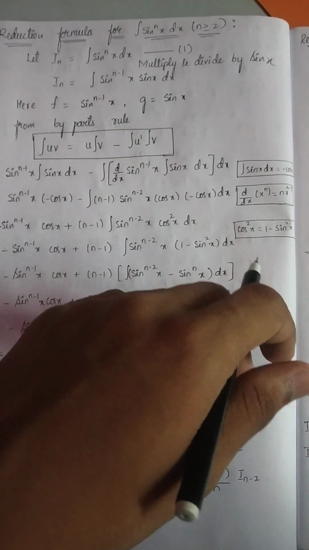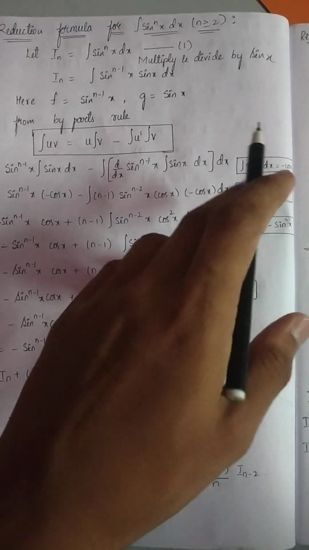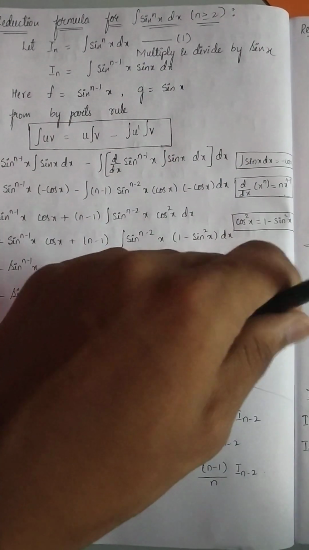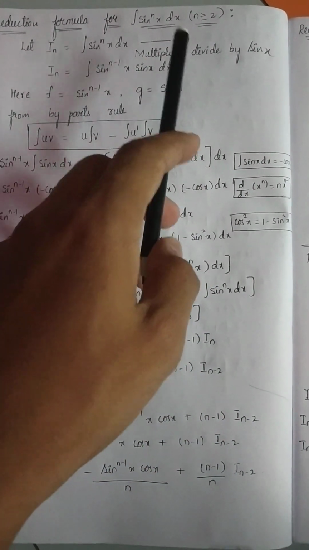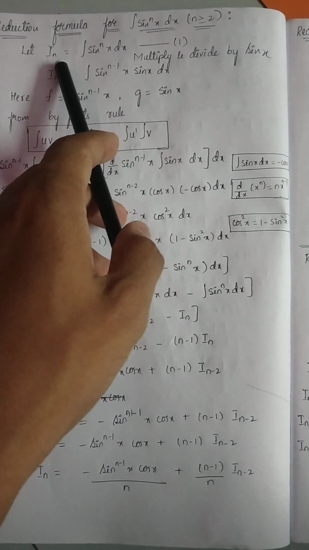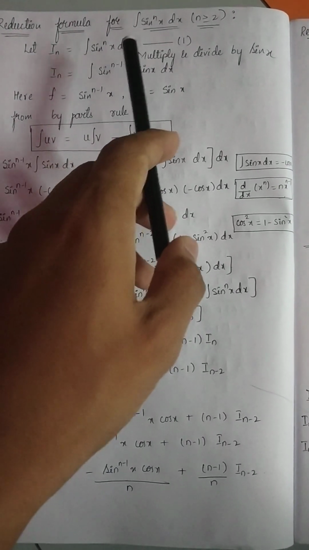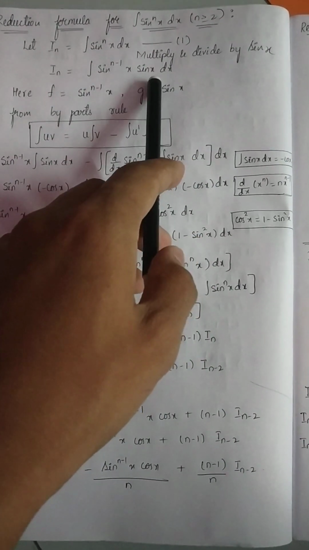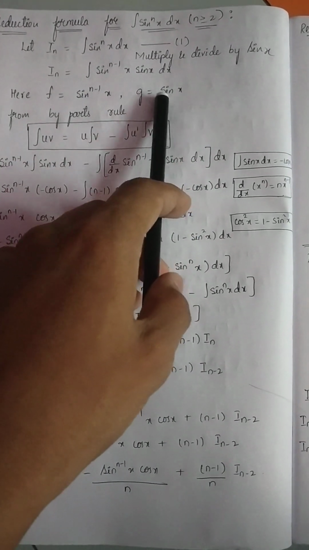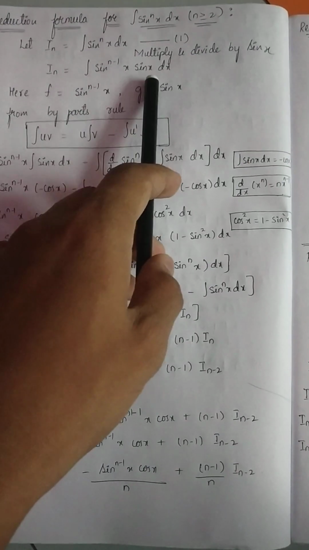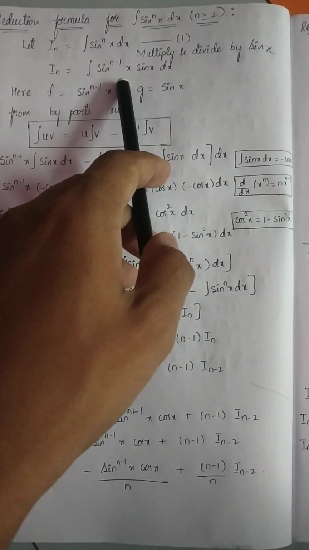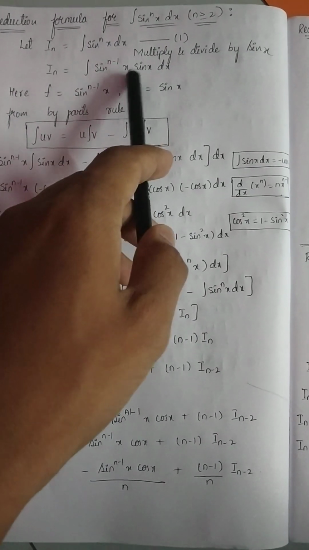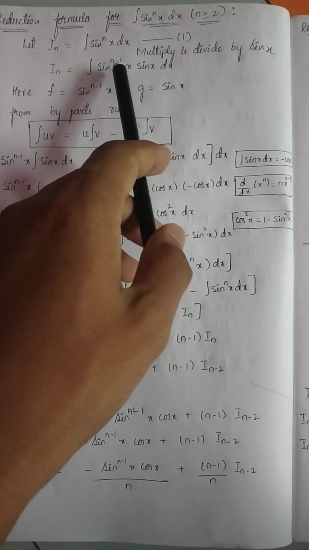So let's start with our first reduction formula, which is integration of sine to the power n x dx. We will take it as equation number 1, and mark it as I of n. I will multiply with sin x in the numerator and denominator on the right hand side. So it becomes integration of sine to the power n minus 1 x times sin x dx. Basically, the sin x in the denominator came up with a minus one power, so it becomes sine to the power n minus 1 x.